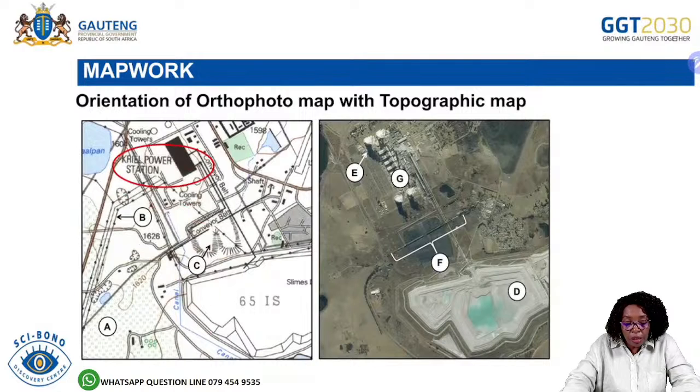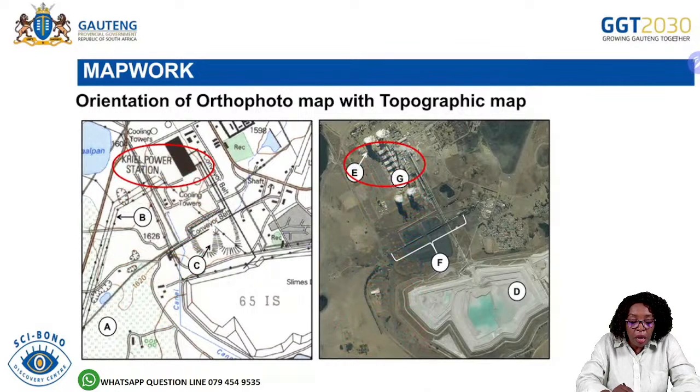Right, okay, boys and girls, quickly, I'm going to show you how we bring the two together. When you have a topographic map in this instance and an orthophoto map, to be able to respond to some of the questions, you must be able to bring the two together. When you look at this map and the orthophoto, we can identify on either side that this is the power station. And where do we find it on the orthophoto? There, that's where it is.